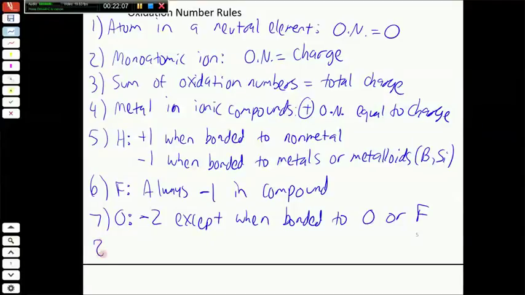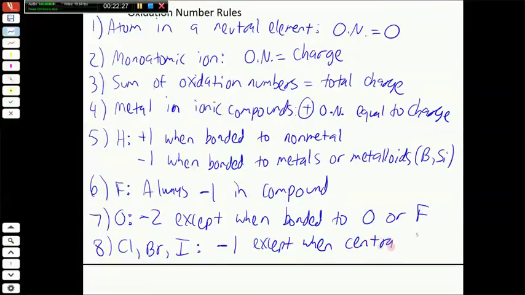And then finally, if you have the halides, chlorine, bromine, iodine, the other halogens besides fluorine, these are almost always -1, except when they're the central atom. So there are compounds and ions that have one of these as the central atom, in which case the oxidation number will be something other than -1. Or if these are bonded to oxygen or fluorine.